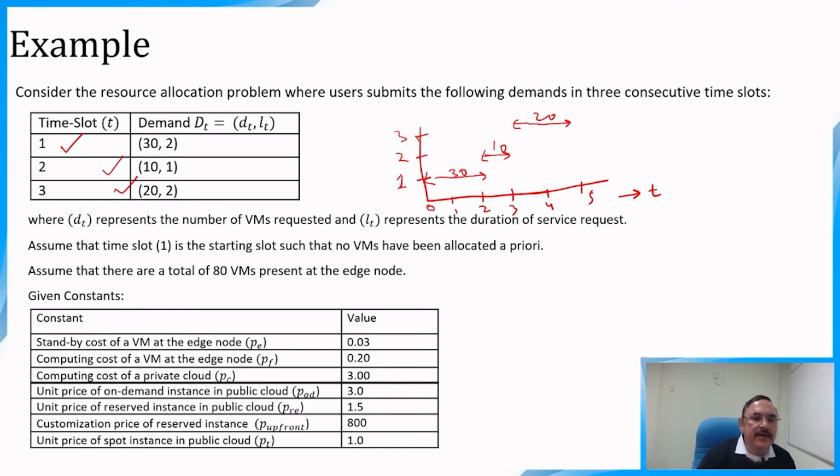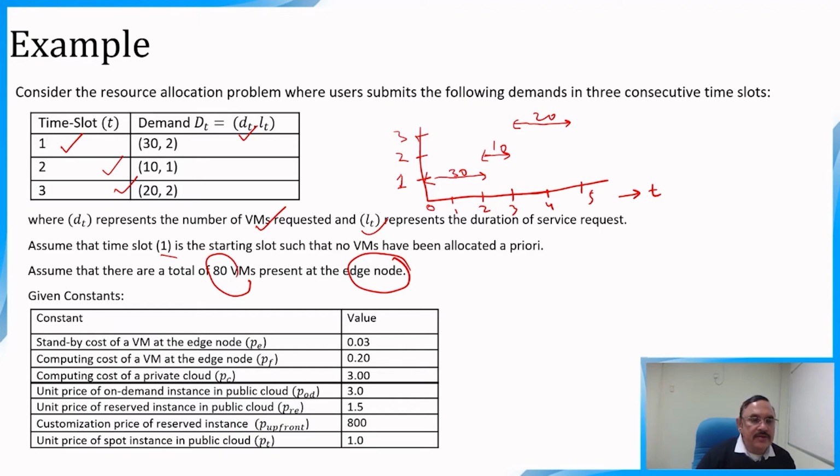So, here d t represents the number of VMs requested and l t represents the duration of the service requests. Now, assume that the time slot 1 is a starting time slot such that no VMs have been allocated a priori. So, assume that there are a total of 80 VMs present at the edge nodes.